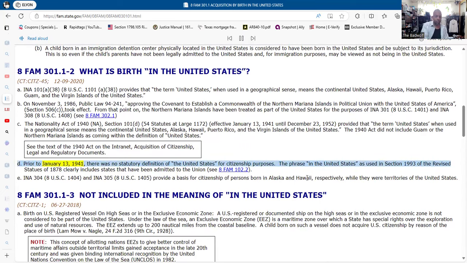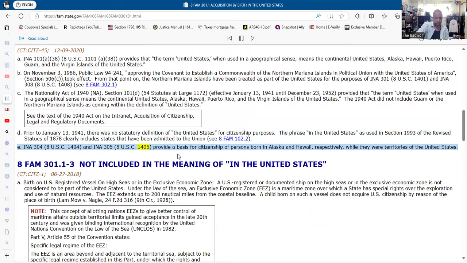D. Prior to January 13, 1941, there was no statutory definition of the United States for citizenship purposes. The phrase in the United States as used in Section 1993 of the Revised Statutes of 1878 clearly includes states that have been admitted to the Union, C8 FAM 102.2. E. INA 304, 8 U.S.C. 1404, and INA 305, 8 U.S.C. 1405, provide a basis for citizenship of persons born in Alaska and Hawaii, respectively, while they were territories of the United States. Okay. So the citizenship of persons born in Alaska and Hawaii under INA 304, 8 U.S.C. 1404, okay, we know 14, and INA 305, 8 U.S.C. 1405 provide a basis for those people born in these areas, respectively, while they were territories of the United States.